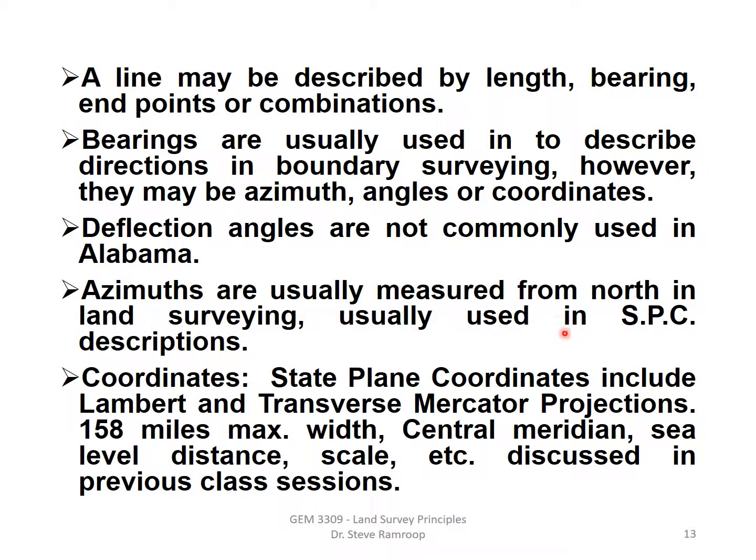Azimuths are usually measured from north in land surveying, usually used in the state plane coordinate system descriptions. SPC means state plane coordinates. Coordinates can be used in the description. State plane coordinates include Lambert and transverse Mercator projections, for example, the zone, central meridian, sea level distance, scale, etc. We discussed all of these in previous classes, and if you're using coordinates, just put all of that in the description.